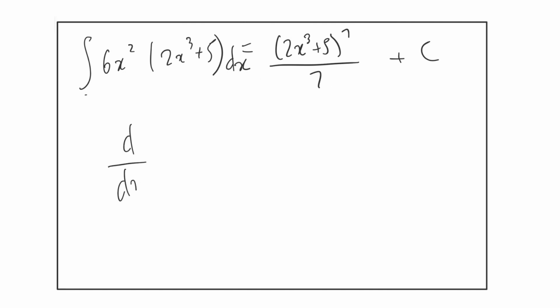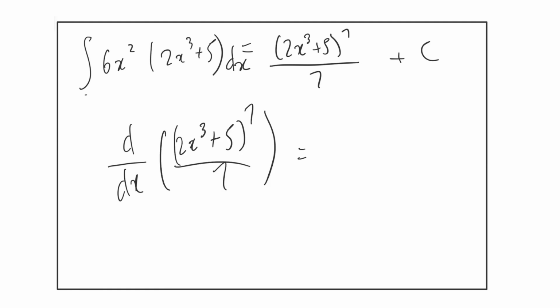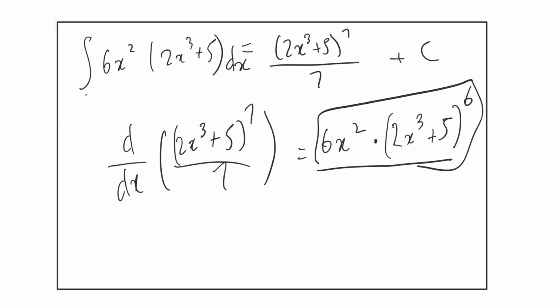So again, if we differentiate by the chain rule, we would get 6x squared times 2x cubed plus 5 to the power of 6. Do it yourself by the chain rule. You'll notice you return to the derivative of the function, which we were integrating to find the sort of original function. So this proves to us that we've returned to the chain rule.